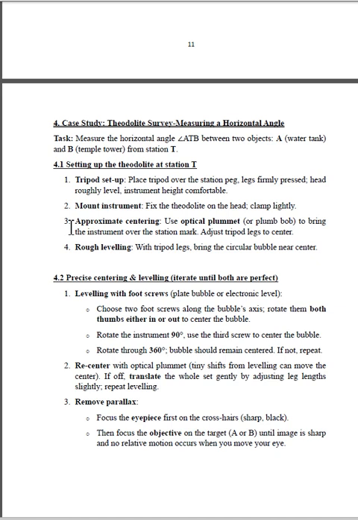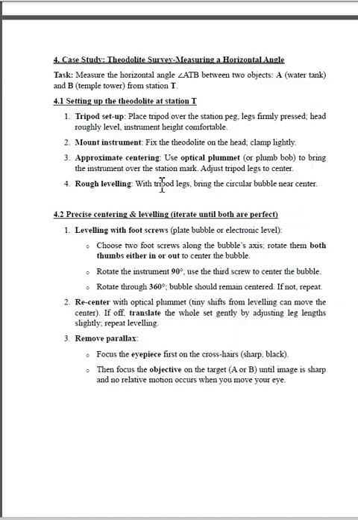Clamp lightly. Approximate centering. Use optical plummet or plumb bob to bring the instrument over the station mark. Adjust tripod legs to center. Rough leveling. With tripod legs, bring the circular bubble near center. These are the points which are useful to set up the theodolite at any station.